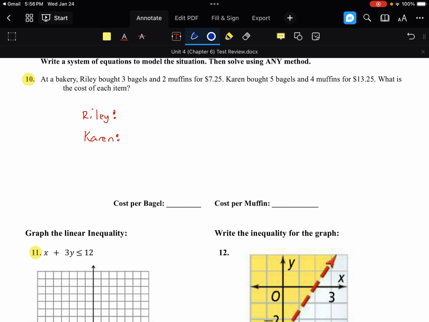So as we look through what we're reading, Riley bought 3 bagels and 2 muffins for a total of $7.25. The things we don't know in this case are the price of the bagels and the price of the muffins. So we'll let the variable for bagels be B, the variable for muffins be M. So Riley's got 3b plus 2m equals $7.25.